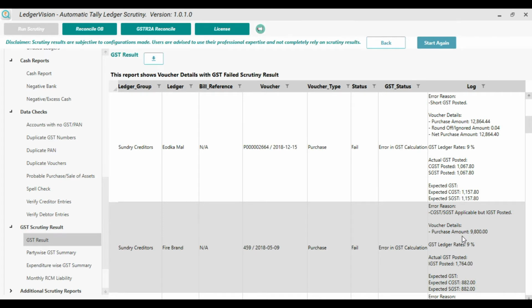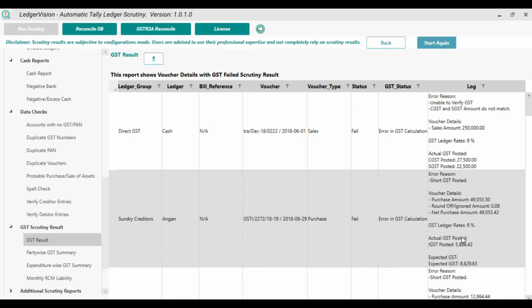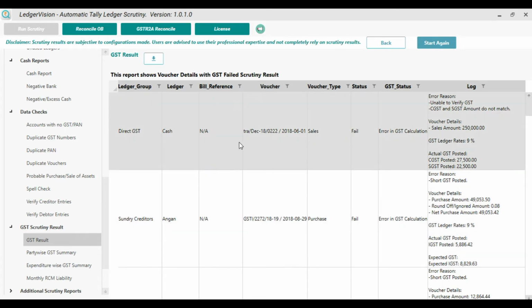So many permutation combinations are possible, like both CGST ledgers used, both SGST used, one SGST and one IGST used, or IGST applicable but CGST and SGST posted, or vice versa. Or if stock item-wise accounting is there, then the rate mentioned in Tally for the stock item says 28% and the actual entry is passed for 18%. Or in case of purchases, an output entry is there, or in case of sales, an input entry is there. So all these kinds of errors are captured by Ledger Vision and listed in the scrutiny report.